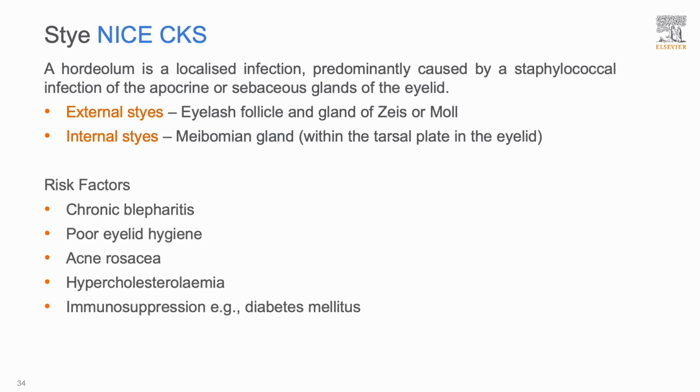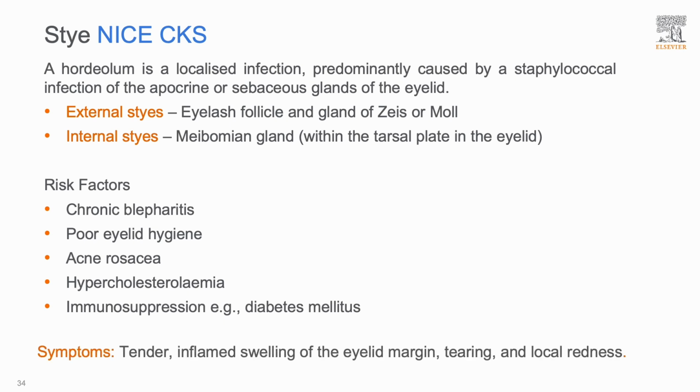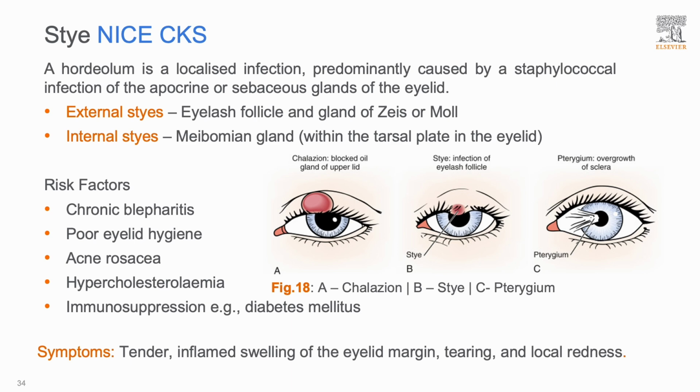Several risk factors predispose individuals to hordeolum formation. These include chronic blepharitis, poor eyelid hygiene, acne rosacea, hypercholesterolemia, and immunosuppression, such as in diabetes mellitus. Clinically, hordeolum presents as a tender, inflamed swelling at the eyelid margin, often accompanied by tearing and localized redness. We can see in Figure 18 differentials of a stye. Part A shows a chalazion, and Part B demonstrates a stye associated with a particular follicle.